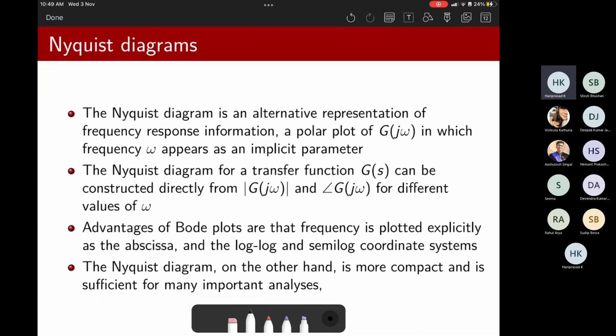Okay, so now coming to the second aspect of representation. This was of course a much newer approach compared to the Bode plot. The Bode plot was a bit older as far as I understand. So next is a slightly newer approach for representing what they call the frequency response.